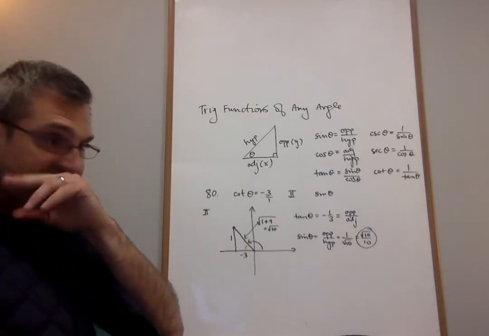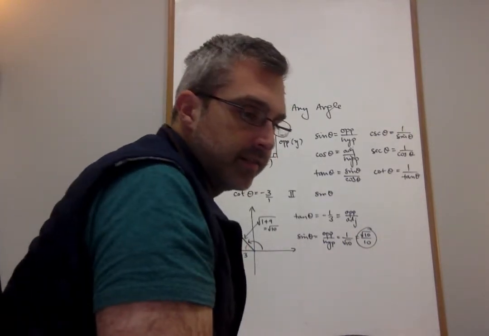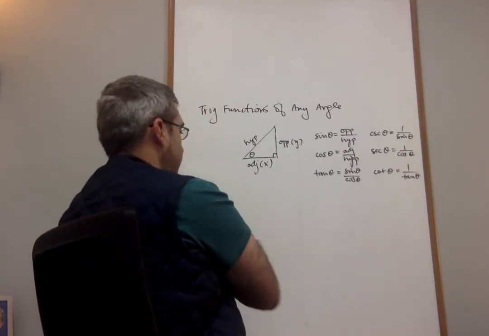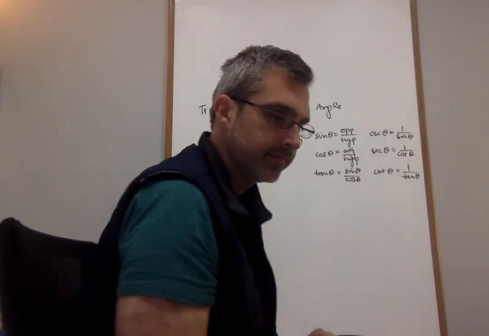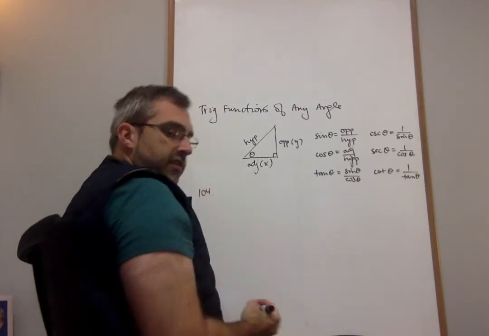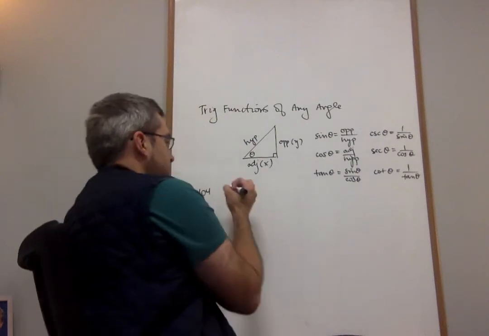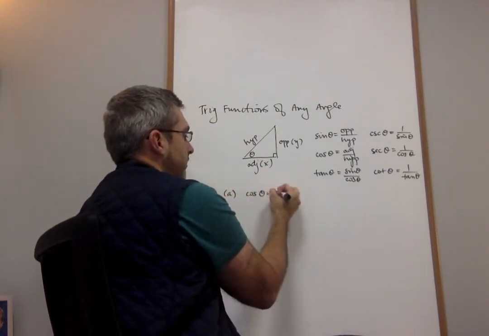Finally, problems like 103, 105 are going to be, let's do an example like 103 or 105. Let's do 104. What this is saying is, suppose I've got a situation where, let's just do part A, the cosine of an angle is root 2 over 2.